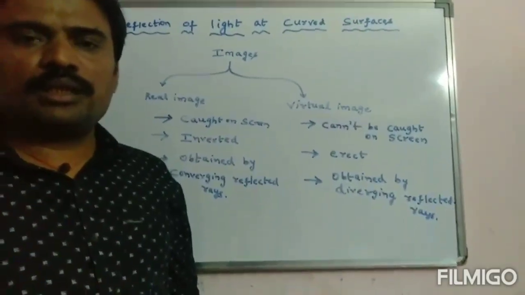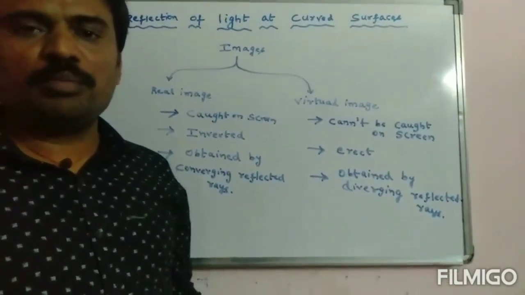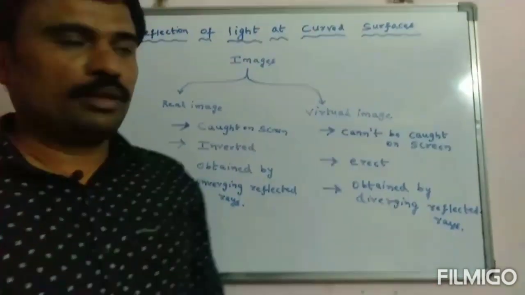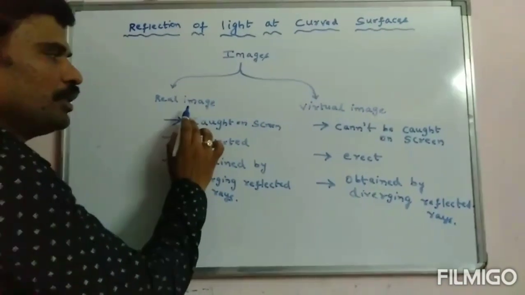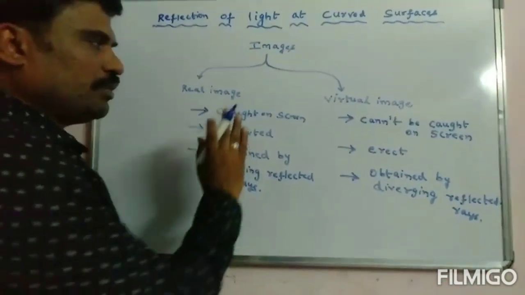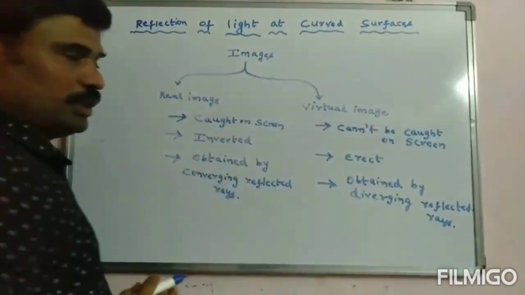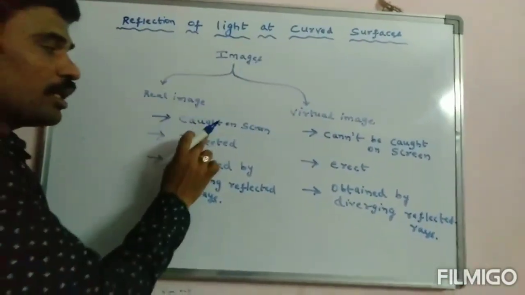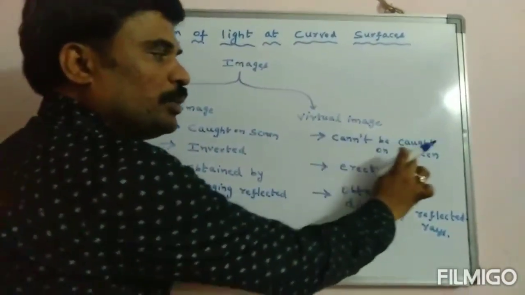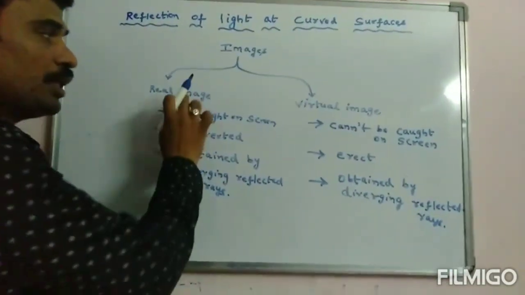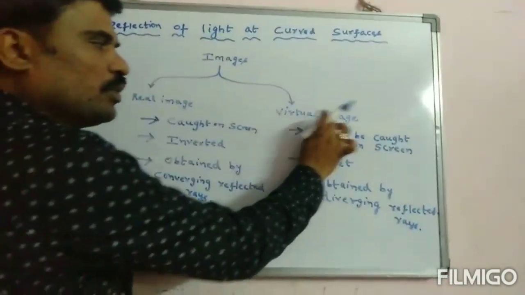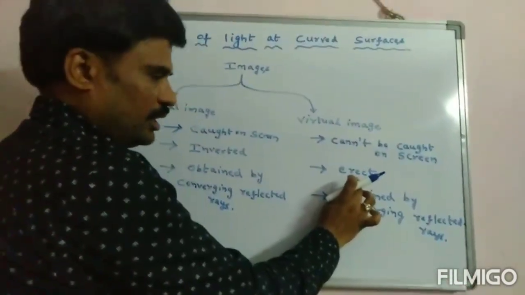Now let us learn the formation of images by spherical mirrors. Images are of two types, real image and virtual image. Now let us learn the difference between real image and virtual image. Real images can be caught on a screen. Virtual images cannot be caught on a screen. Real images are always inverted. Virtual images are always erect.